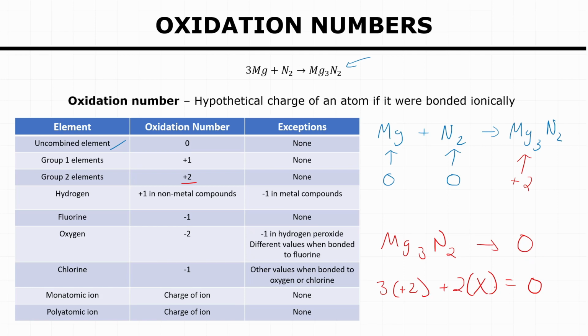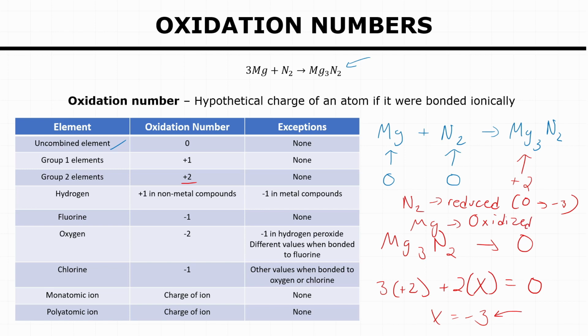And so what is the charge of the nitrogen? What is x? Well, if you just solve for it, x is -3. So magnesium goes from having a charge of 0 to a charge of +2, and nitrogen goes from having a charge of 0 to a charge of -3. So reduction involves reducing the charge. Nitrogen is getting reduced. So N2 is reduced. It goes from 0 to -3, and then magnesium is oxidized.